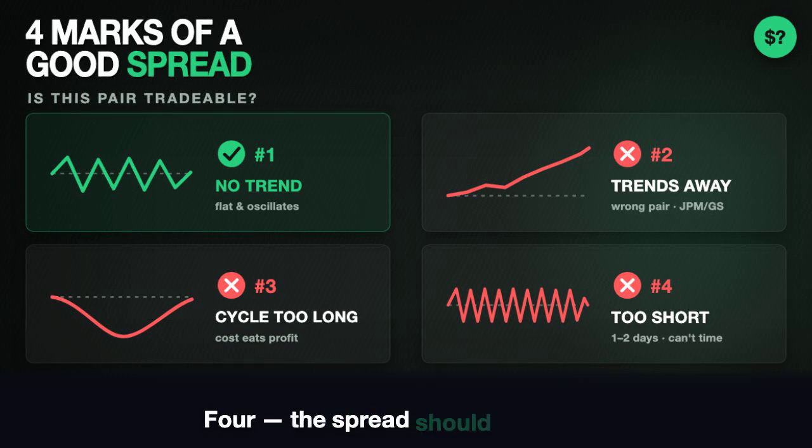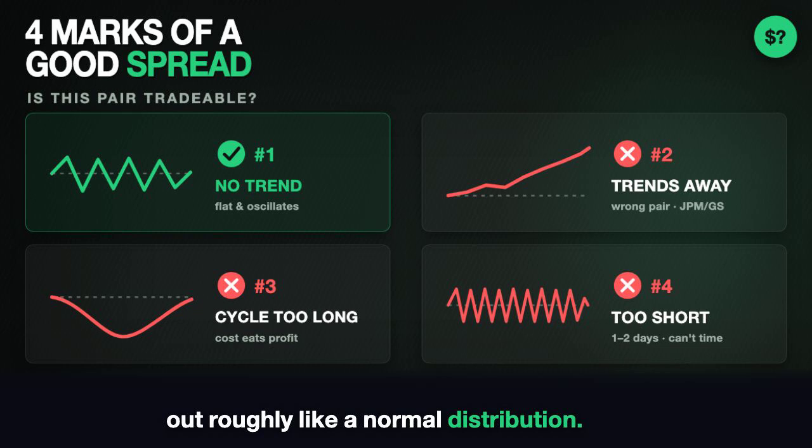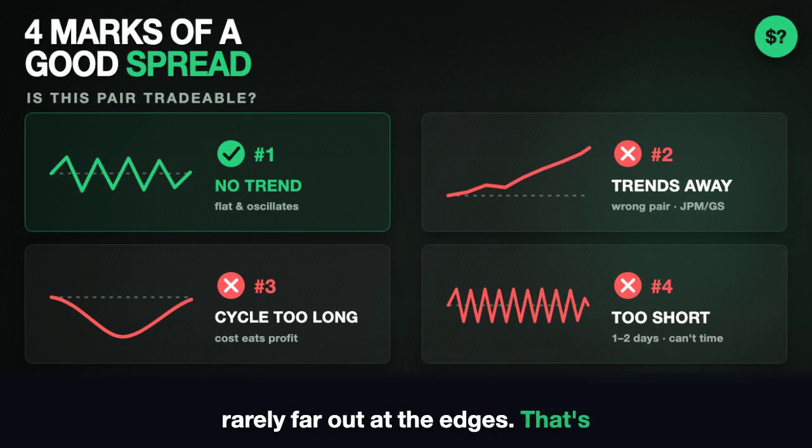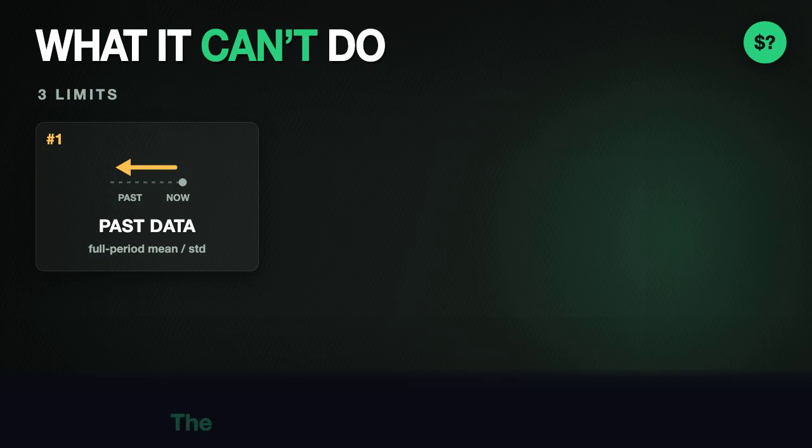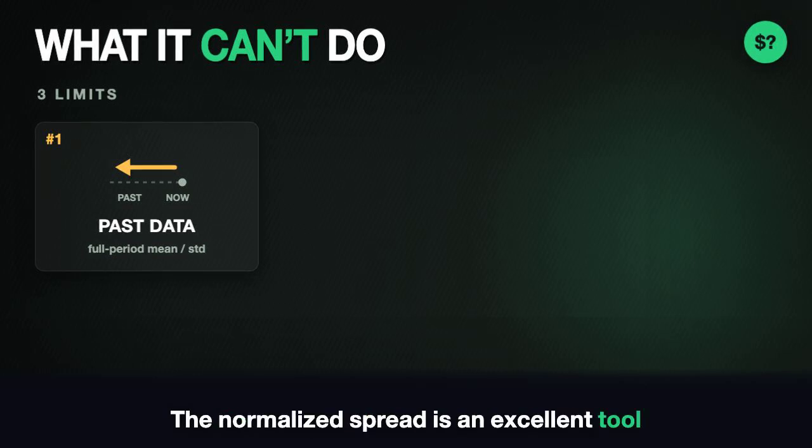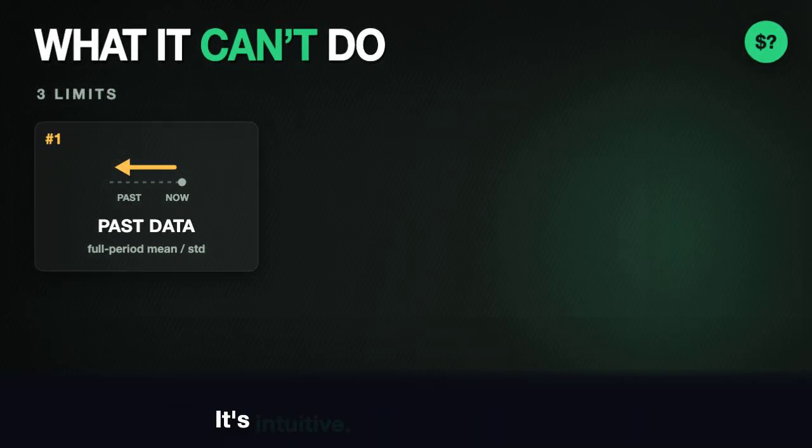4, the spread should be spread out roughly like a normal distribution, most of its time near the mean, only rarely far out at the edges. That's the easiest kind of spread to trade. The normalized spread is an excellent tool for seeing the gap with your eyes. It's intuitive, but let me be straight with you about its limits.